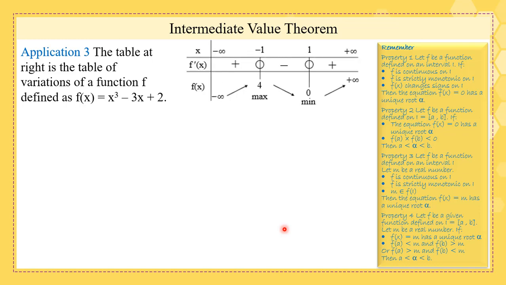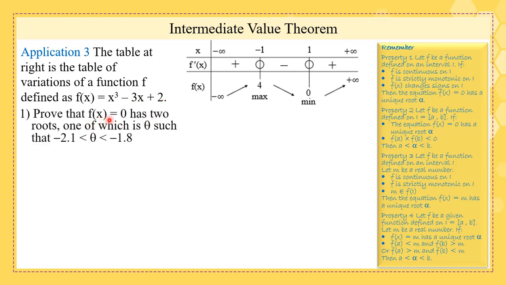Let's take this application. We have a table of variations of the function x cubed minus 3x plus 2. The question is to prove that the equation f of x equals 0 has two roots, one of which is theta, such that theta is between negative 2.1 and negative 1.8. Now here, because we want to prove that f of x equals 0 has two roots, we have to go back to properties 1 and 2, because they are specific for 0.